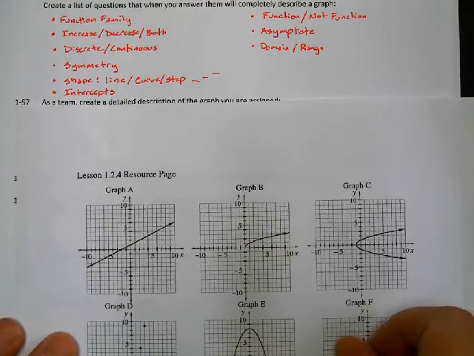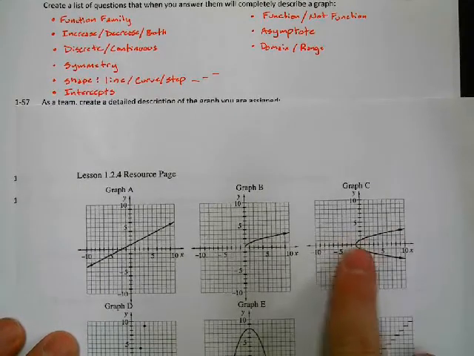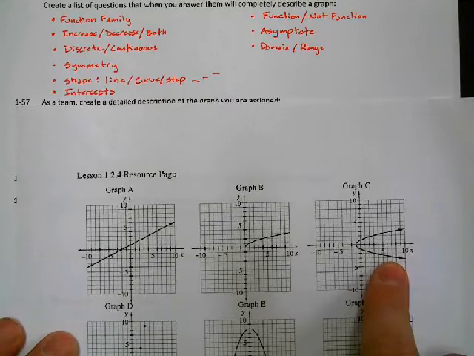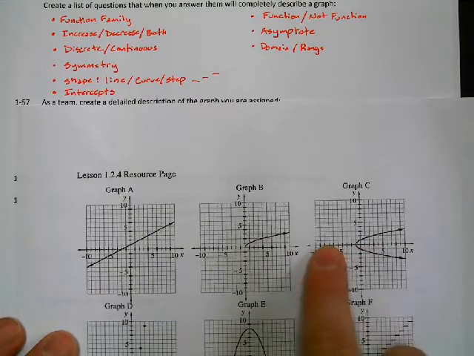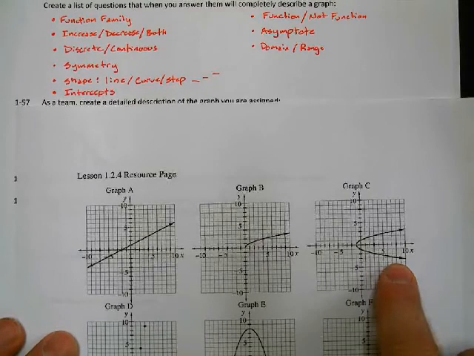Increasing or decreasing. This one is actually doing both. On the top part of the graph, we can see from left to right it's increasing, but on the bottom part of the graph, from left to right, it's decreasing. So it's doing both. Discrete or continuous, that's definitely continuous. Symmetry, there is reflectional symmetry. If we go across the x-axis here, we can see that it reflects across itself. Shape, it's definitely a curve.